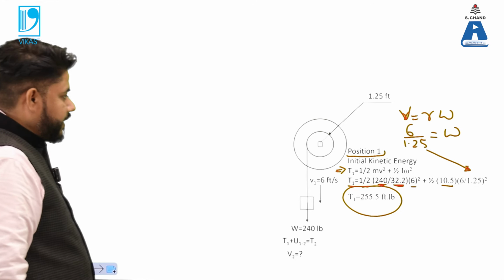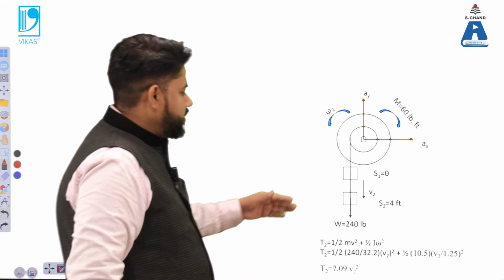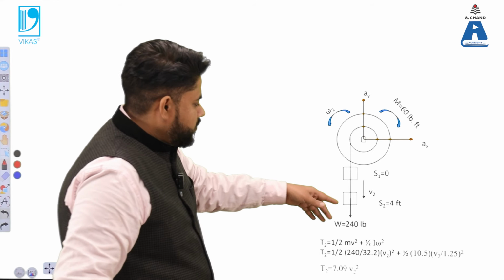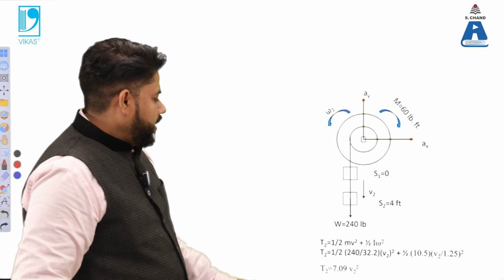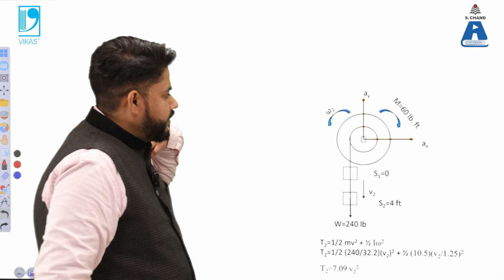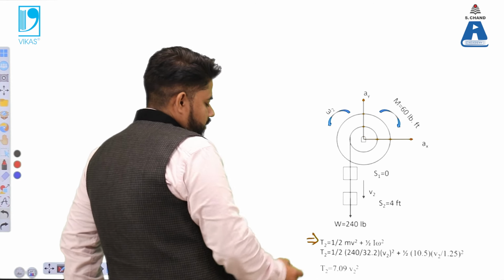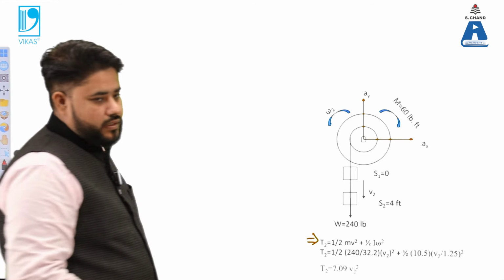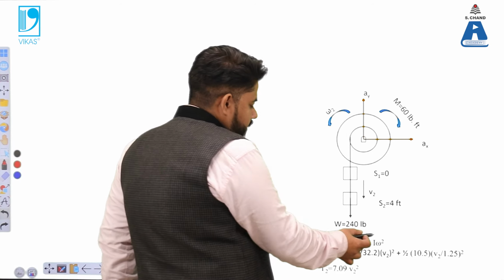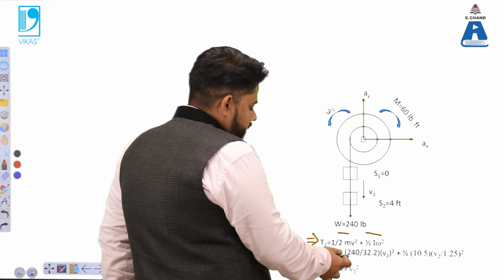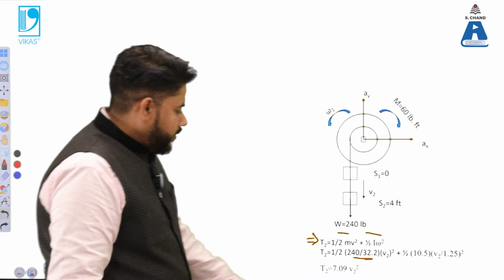Now for the second position, in which it was mentioned that the distance is 4 feet. It moved with a particular velocity and attains certain other velocity, which is v2. So here we will calculate T2, which is the final value of this energy. That is equal to half mv square plus half I omega square. So mass is mentioned to us as 240 divided by 32.2, into v.